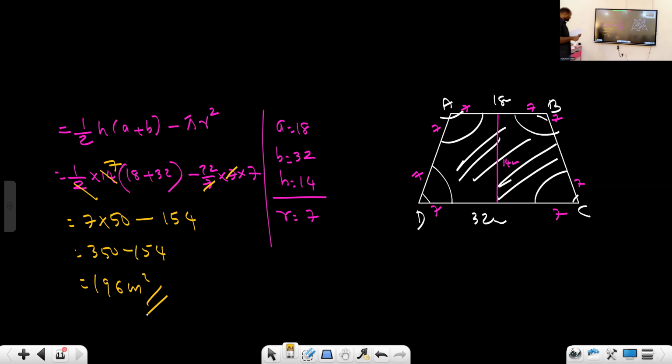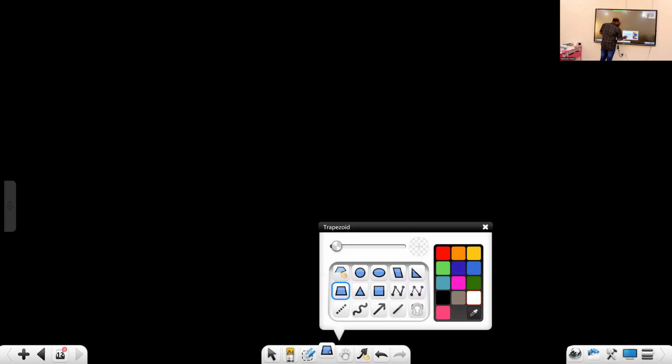Question number 16. A horse is placed grazing inside a rectangular field. It is tethered at one corner by a rope 21 meters long. We did a similar question in the class, but in that case it was a square field. Now it is a rectangular field.